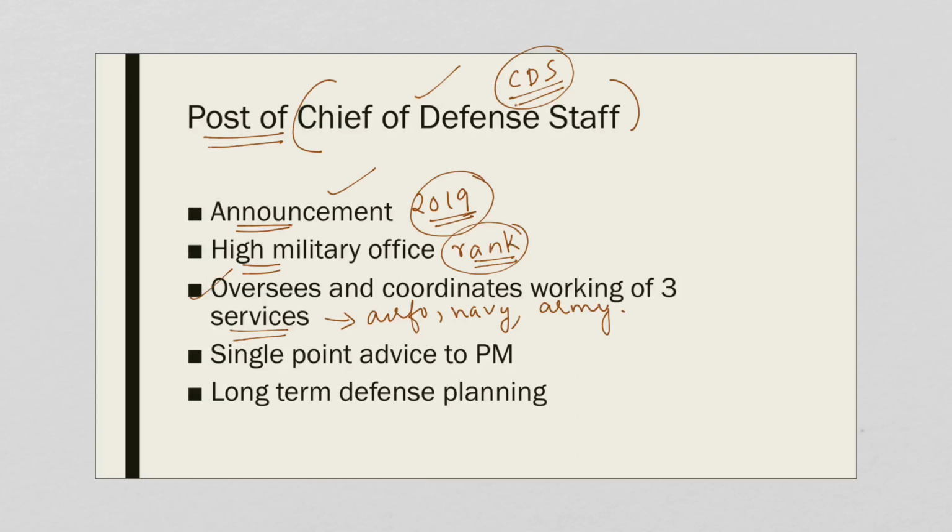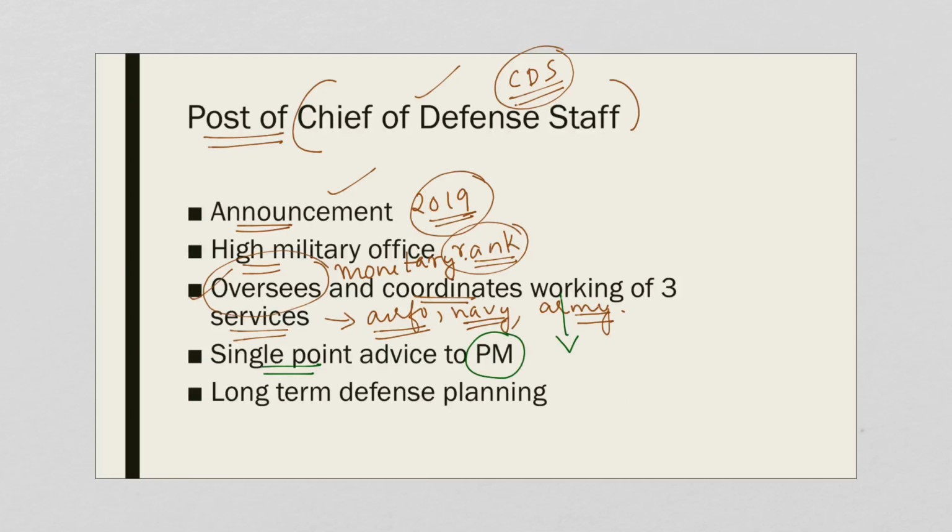The purpose of the CDS, or the Chief of Defence Staff, is to oversee, that is to monitor, the three services, and also to coordinate the working of these three services: the Air Force, Navy, and the Army. By overseeing, monitoring and coordinating the three services, it offers seamless tri-service views and also single point advice to the Prime Minister.